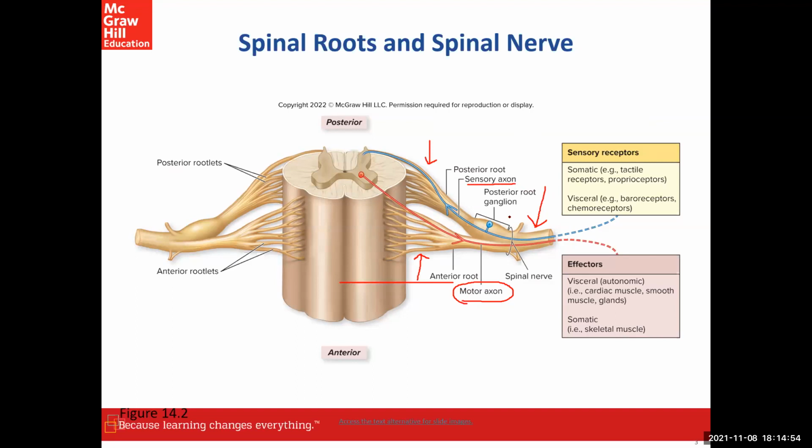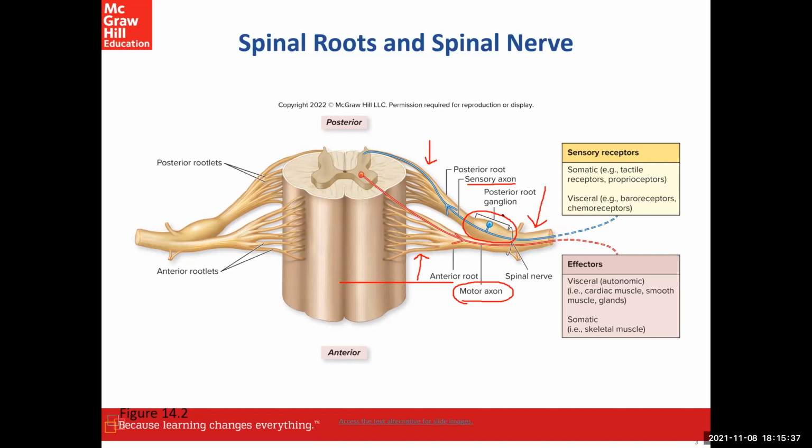Notice there's another structure here called the posterior root ganglion. That's this little bulge-like structure here. And in this posterior root ganglion, also known as the dorsal root ganglion, that's where we're going to see the cell bodies of our sensory axons, of our sensory neurons. The cell bodies of these sensory neurons are going to be located in the posterior root ganglion. Because what is a ganglion? A ganglion is a cluster of cell bodies in the peripheral nervous system. So a nucleus is a cluster of cell bodies, but we find that in the central nervous system.